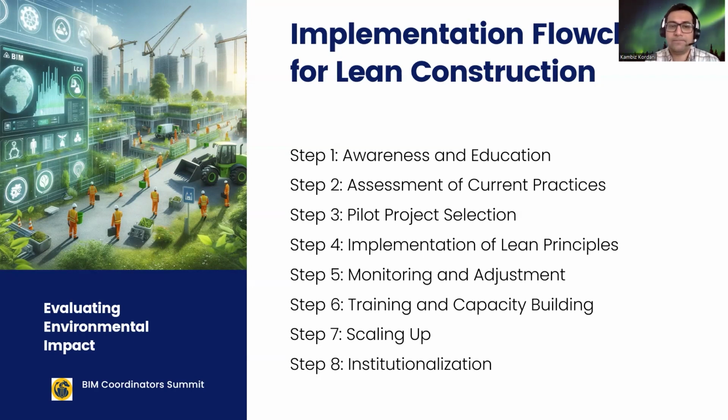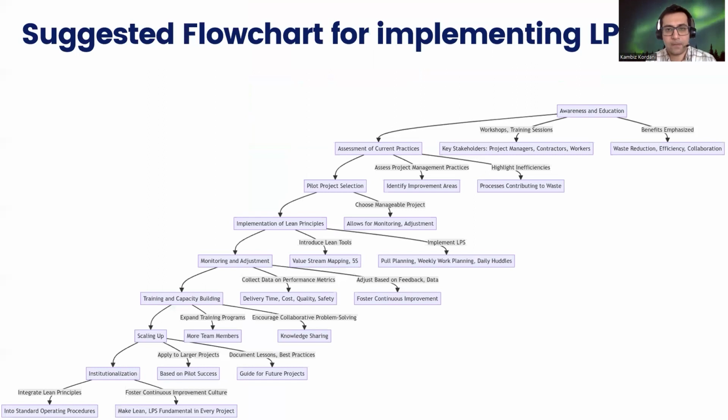And customization or institutionalization. In this step, we should integrate lean construction principles into organization standards, and we should foster a culture of continuous improvement, making lean construction and the Last Planner System a fundamental part of every one of our projects. This is a suggested flowchart for implementing LPS.